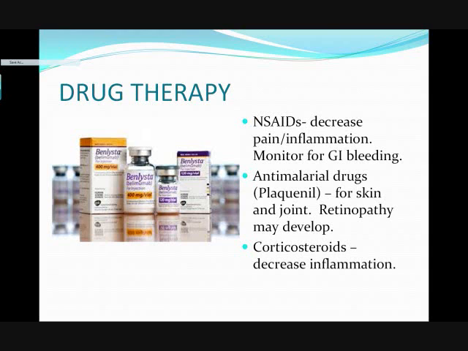Anti-malarial drugs will also be given. An example of that is Plaquenil. Any medications that are on these slides you're responsible for.